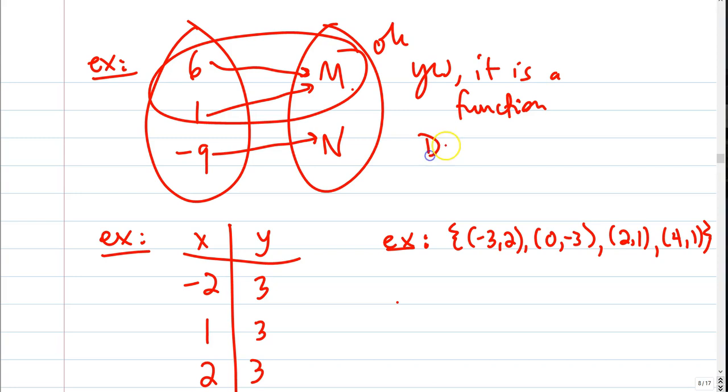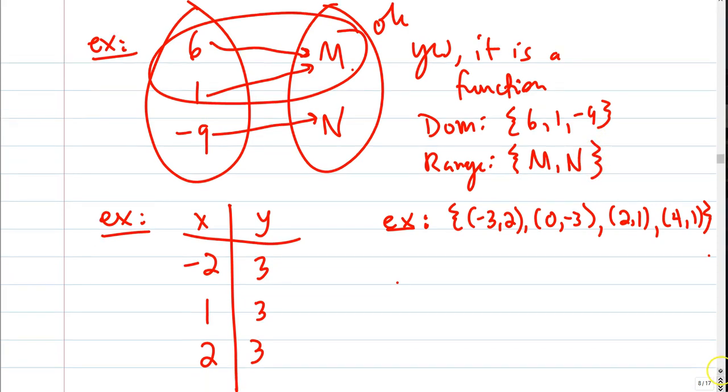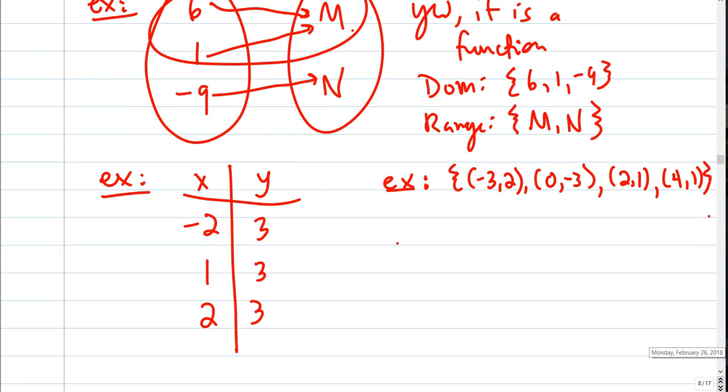What is the domain here? Well, the x values are 6, 1, negative 9. What are the range values here? Well, the output or the y values are m and n. Is this a function? This x goes to one y. This x goes to one y. This x goes to one y. This is a function.